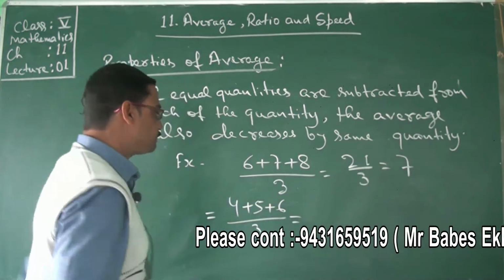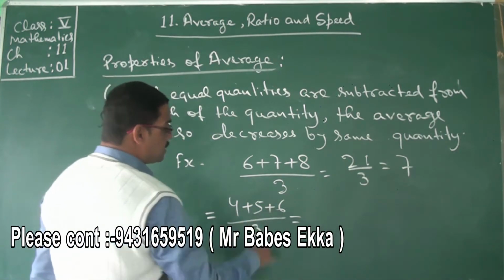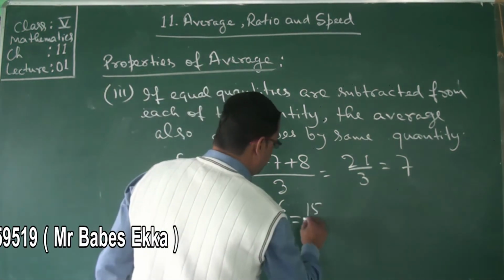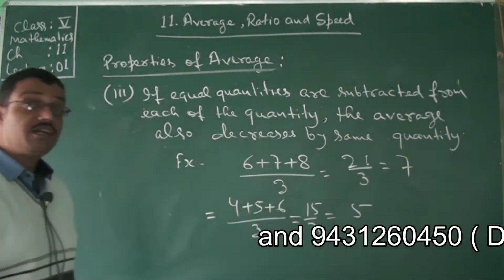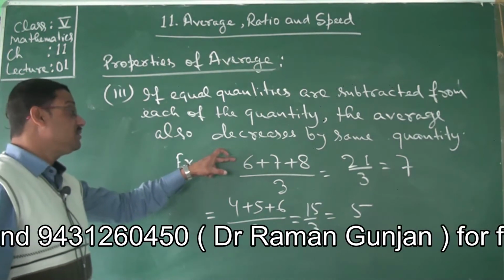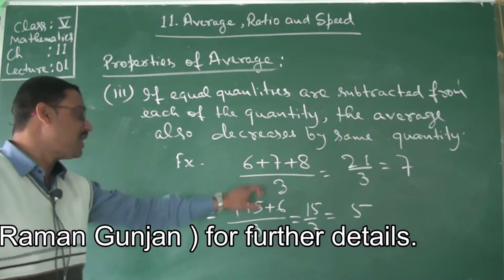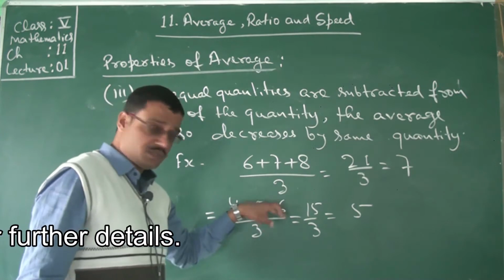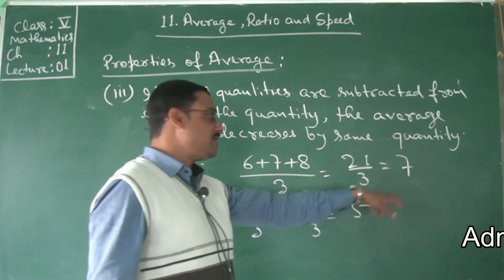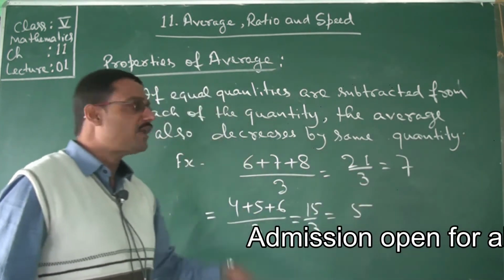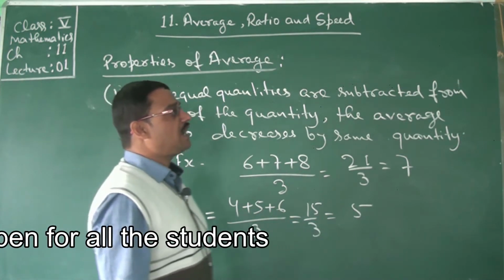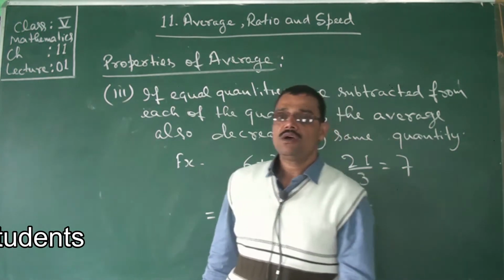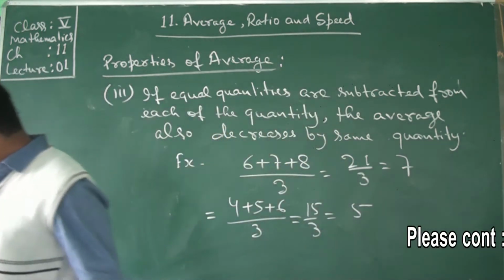Let us see. 4 plus 5 is 9, plus 6 is 15. 15 by 3, of course you got here 5. See that difference in the number. 6 minus 2 is 4, 7 minus 2 is 5, and 8 minus 2 is 6. So the average also, 7 minus 2, is 5. We got it in this way. Using these 3 properties and the formula for the average, we can proceed to our exercise.